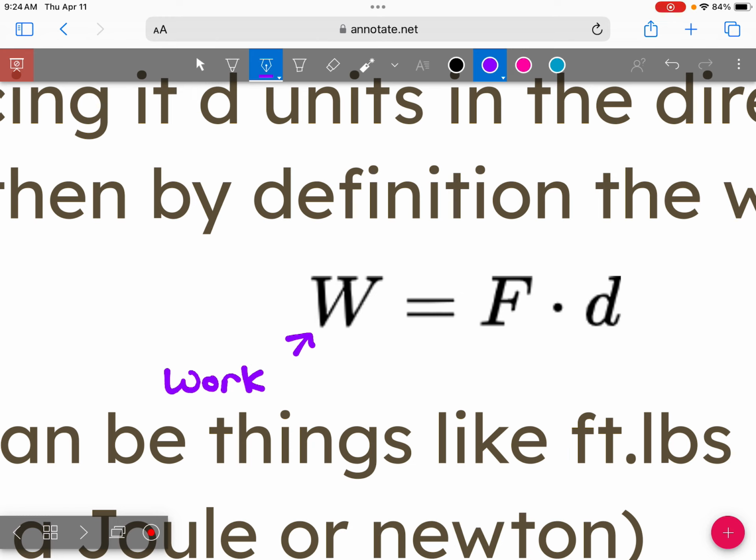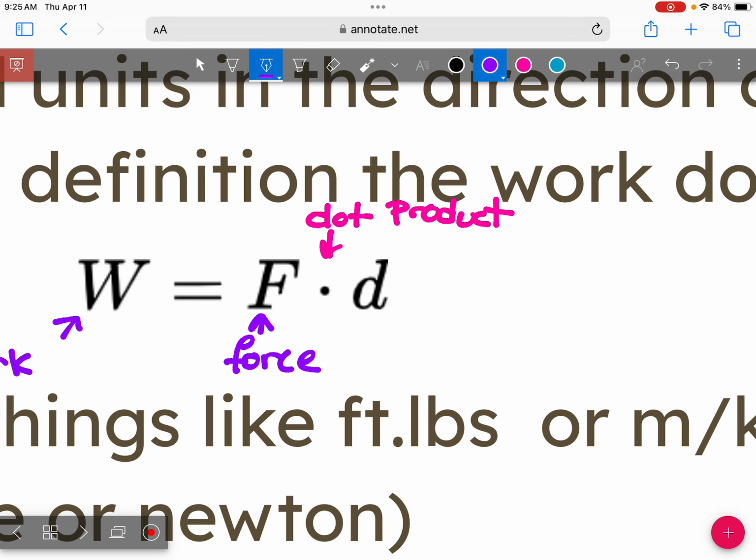So our work is going to be our force, using the dot product, with our displacement.